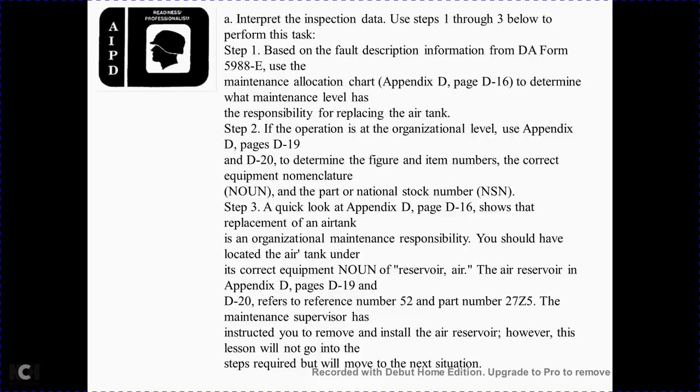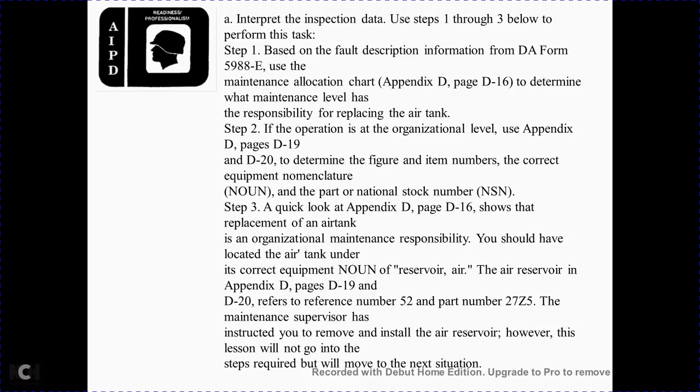Interpret the inspection for steps 1 through 3 below. Perform step 1 based on the fault description information of DA Form 5988E. Use the maintenance allocation chart to determine the maintenance level of responsibility for replacing the air tank. Step 2, an operation of the organization level, appendix D, page 18, D19 and D20. Determine the figure and item, determine correctly the equipment nomenclature, noun, and part of the national stock number.